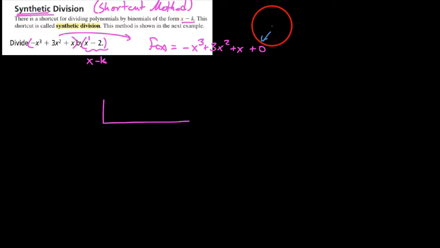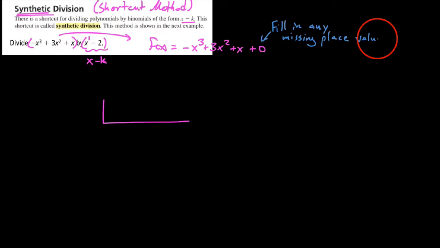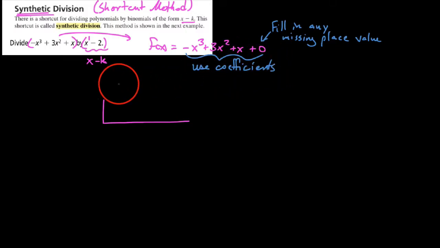So we have to make a note here. Fill in any missing place values. And this is just very true for all division here. We did this with long division, but anything that's missing we have to fill in a 0 for. But basically what we're going to do is we're going to use the coefficients. So those coefficients are what we're going to put inside of this division bar here. So it looks like our leading coefficient is -1, then we have 3, then we have 1, and we have 0.